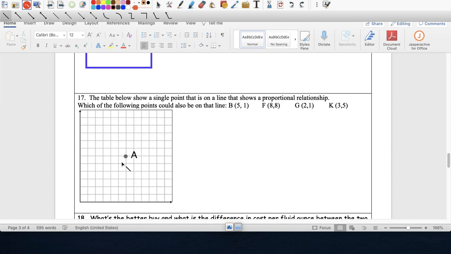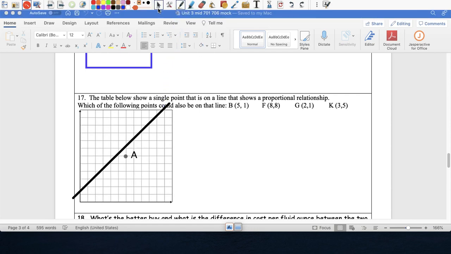I have point A, but the other point I got because they told me it was proportional. If it's proportional, the other point is 0, 0. So, join that. Okay. So that's what the line looks like. Now, which of these points are on the line? Well, is 5, 1 on the line? 1, 2, 3, 4, 5. Go up 1. No. Is 8, 8 on the line? 5, 6, 7, 8. And then 1, 2, 3, 4, 5, 6, 7, 8. Look at that. This one is.